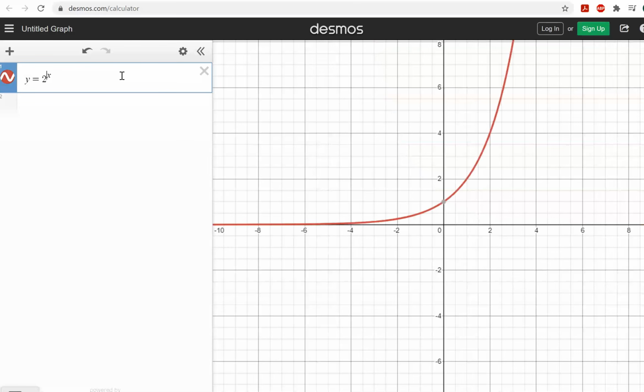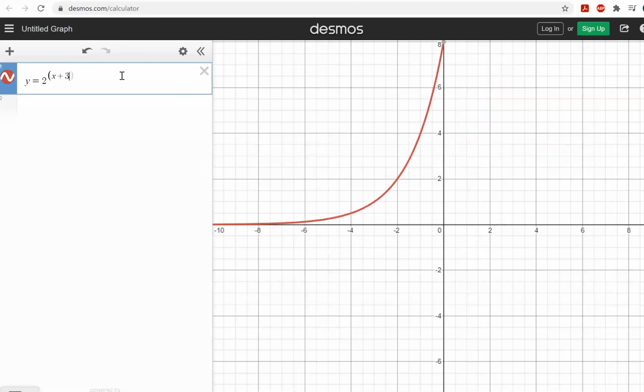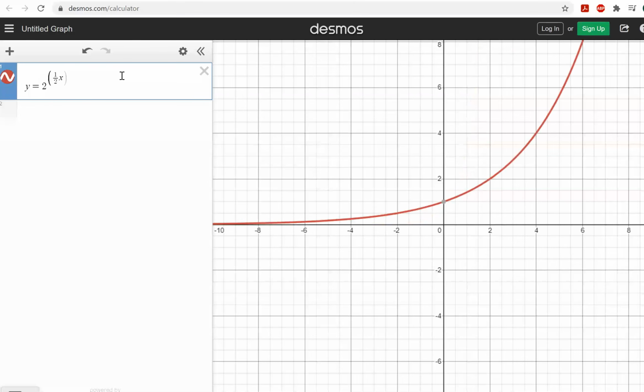If I wanted to shift it left or right, that should be in the exponent. I need some parentheses in here, sorry, some formatting. Parentheses x plus 3. There we go. That just moved it to the left 3 units. So there's our horizontal shift. We can move it to the right 3 units by doing minus 3. So we can see the addition and subtraction in the exponent itself is a horizontal change. We could also multiply, so that's our horizontal compression by a half. This would be our horizontal stretch by 2.